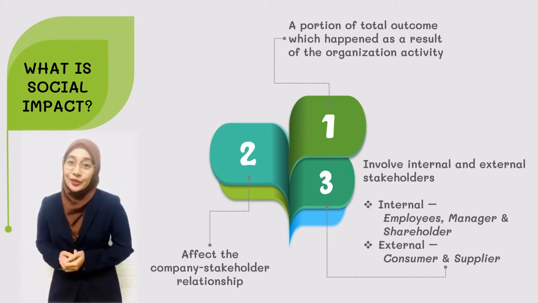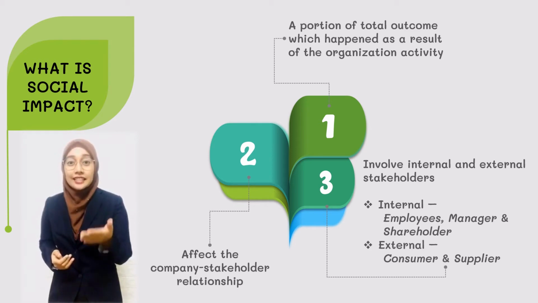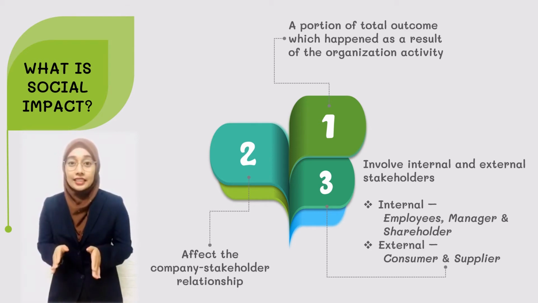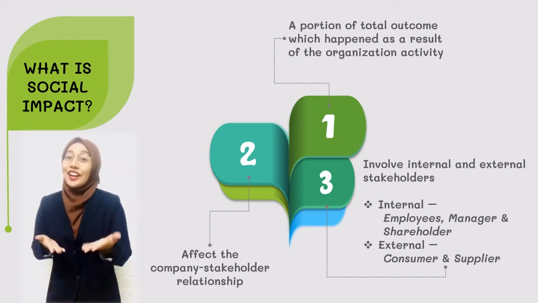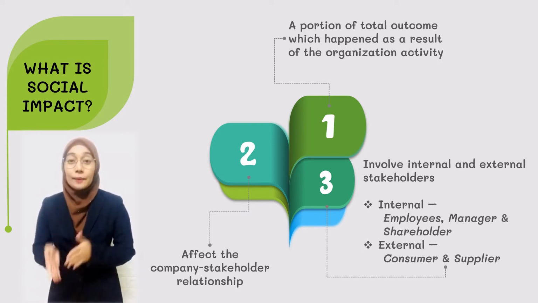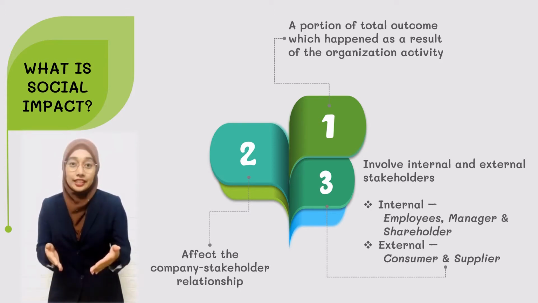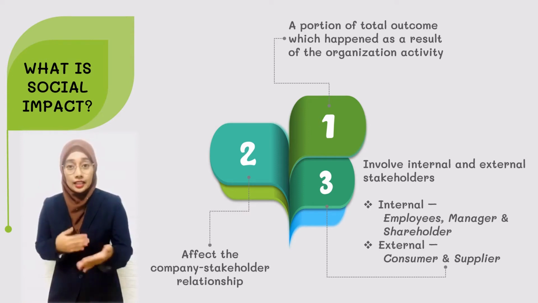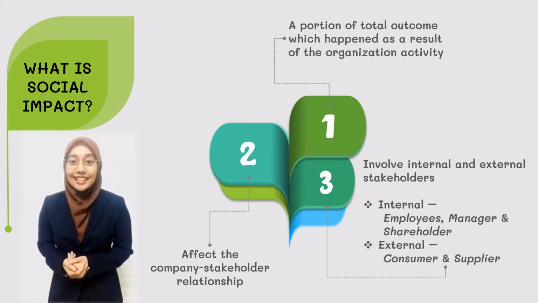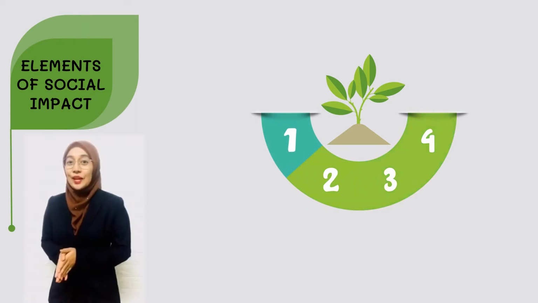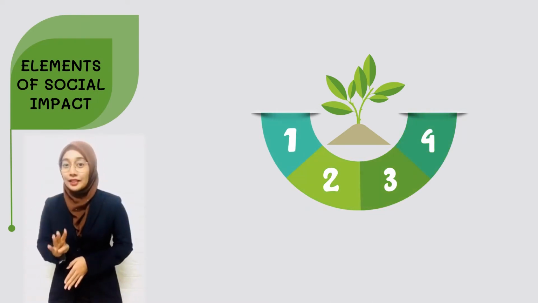I am very sure that you already know what are the examples of internal and external stakeholders, right? Yes, you are correct. Internal stakeholders are employees, managers, board of directors, while external stakeholders are customers, suppliers, and government agencies. Okay, so now let's take a look at the four main elements of social impact.